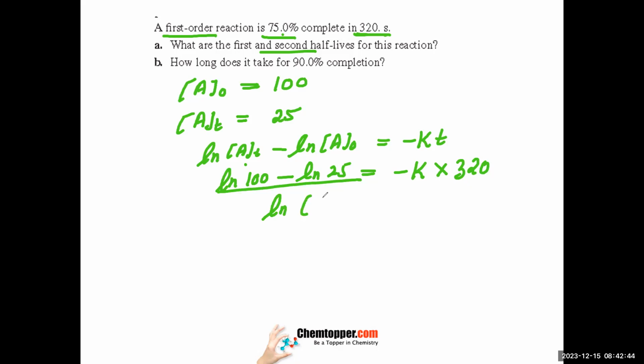You can use this mathematics. 100 over 25 is minus k times 320. How much is this, children? ln 100 over 25? Oh, I think I did it wrong. I was just thinking why I'm getting minus. At is 25. This A naught is 100. So this is 25 over 100. Sorry.